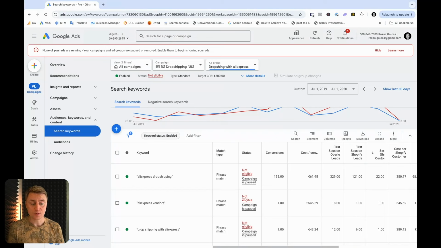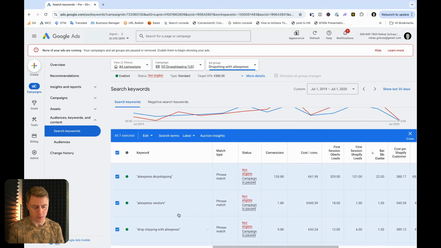Now let's go and find the search term report and learn how to use it. If you want to find search term reports, you have to go to your campaign, then go to keywords and select one or several keywords. In my instance, I will select all keywords because they're closely related. And you'll see that the menu here appeared. All you have to do is click search terms.